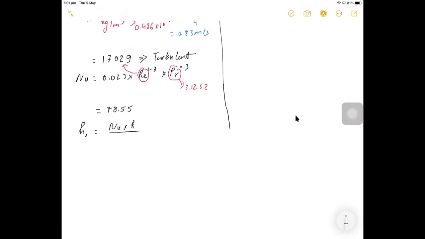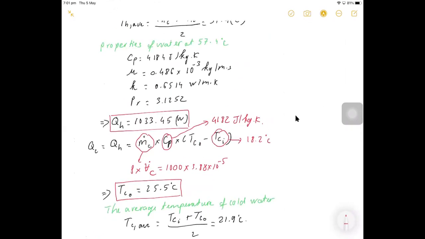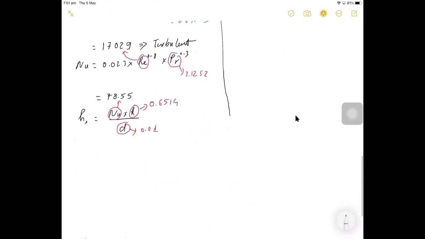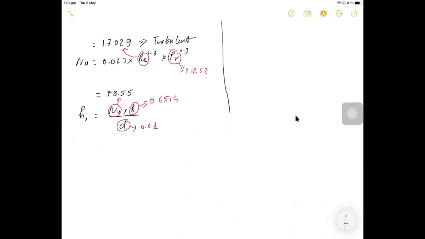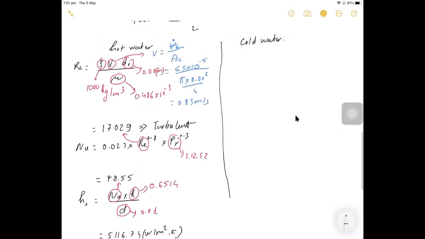K divided by diameter. Okay, with the Nusselt number you got here, K is the thermal conductivity of hot water, 0.6514. The diameter here is 0.01. Okay, so you will have S1 is 5116.74 watt per meter square Kelvin. It's for hot water. So similar for cold water.